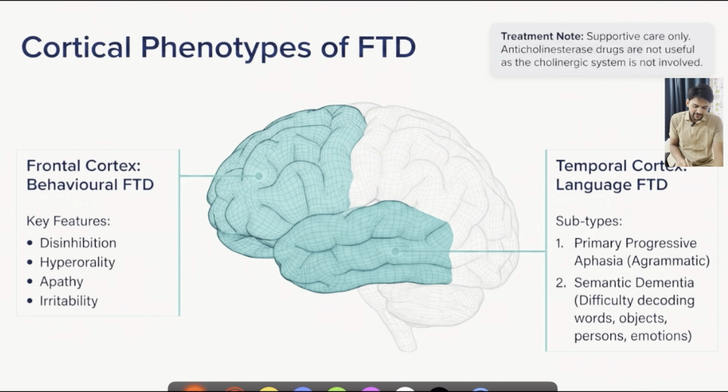How it will progress is, there might be frontal cortex involvement that is getting degenerated, leading to some behavioral abnormalities like disinhibition, hyperorality, apathy and irritability. Whereas as the disease advances, it might involve the temporal cortex as well, leading to primary progressive aphasia. There will be difficulty with grammar, as well as there might be semantic dementia.